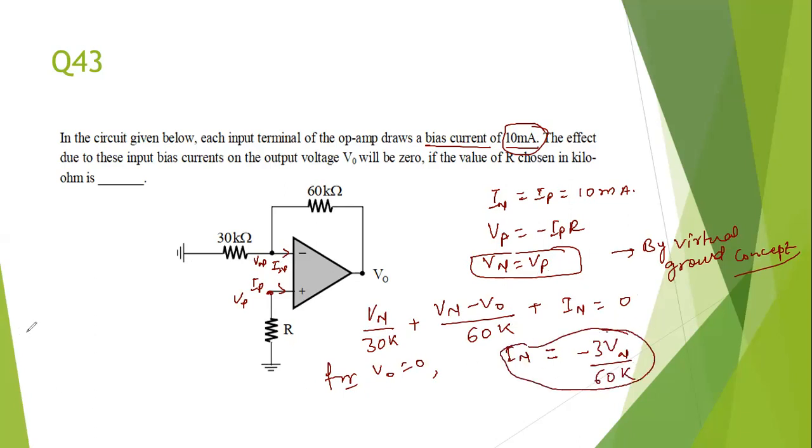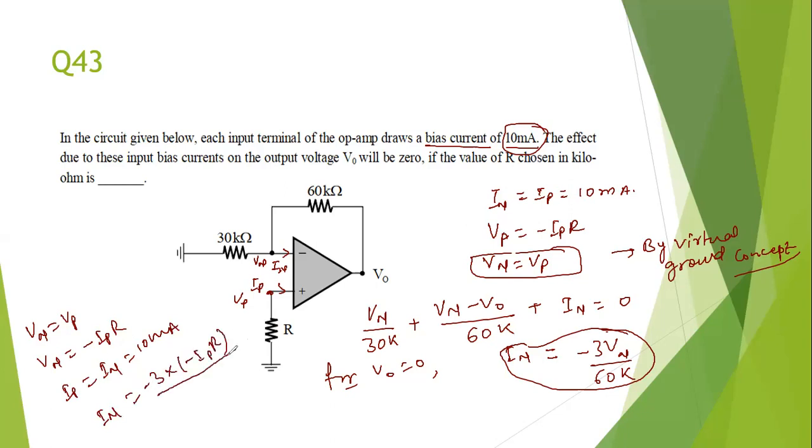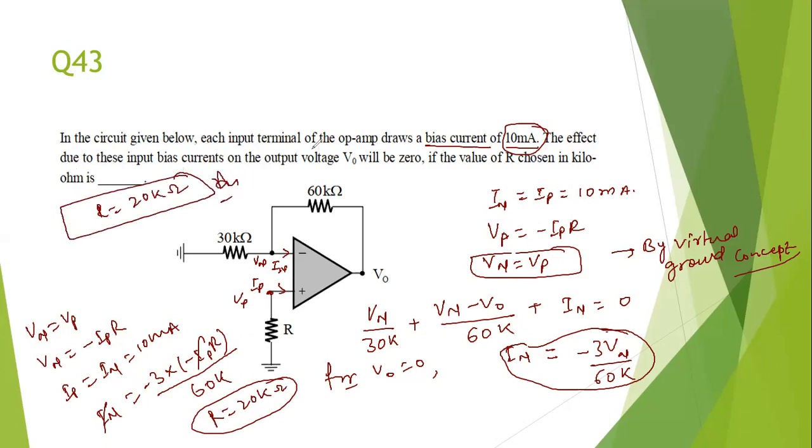Now, Vn equals Vp, which equals minus Ip into R, and Ip equals In equals 10 milliampere. So Vn equals minus Ip into R, and In equals minus 3 into Vn, which is minus Ip into R, upon 60K. Now In equals Ip, so they cancel out. So R becomes 20 kilo ohm. So the answer is R equal to 20 kilo ohm. Very simple answer. Okay, got it.